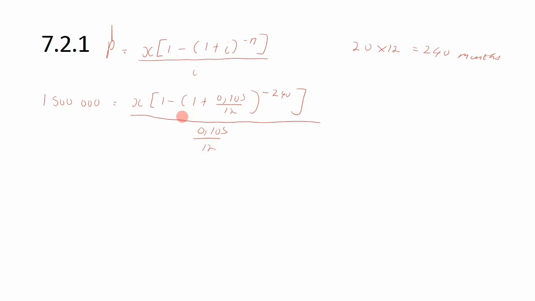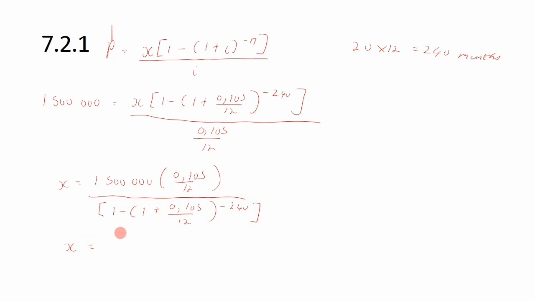0.105 over 12. So having to calculate the X amount, quickest way, we just cross multiply here: 1,500,000, and then multiply by 0.105 over 12. Then you take all of this and divide, to the exponent of negative 240. And then the value of the monthly installments, that's 14,975.70. Awesome.